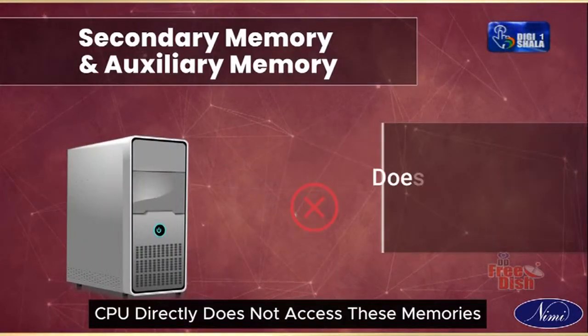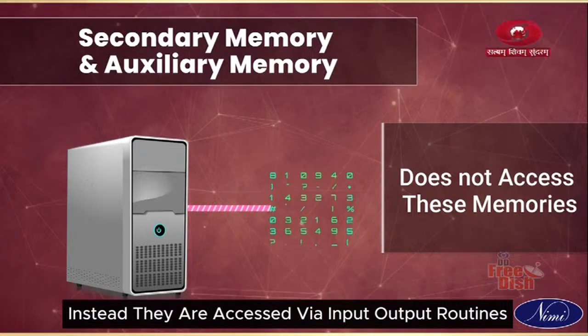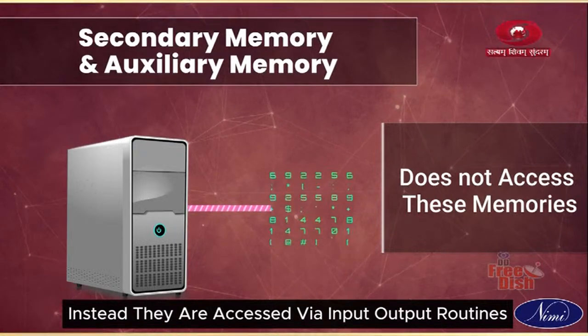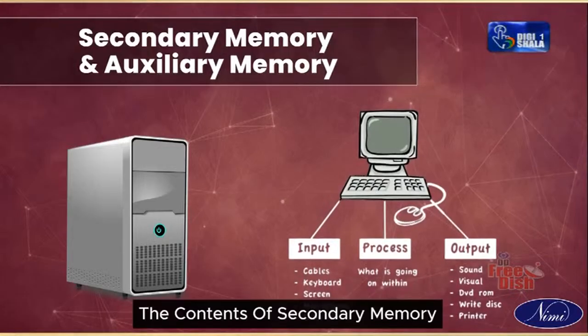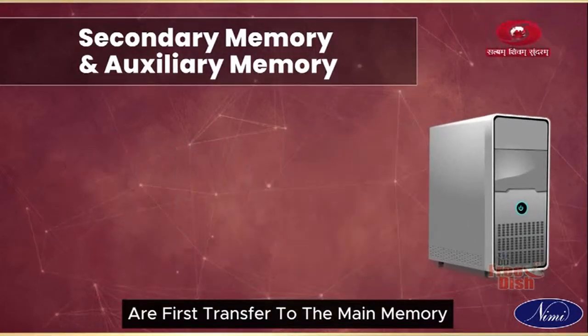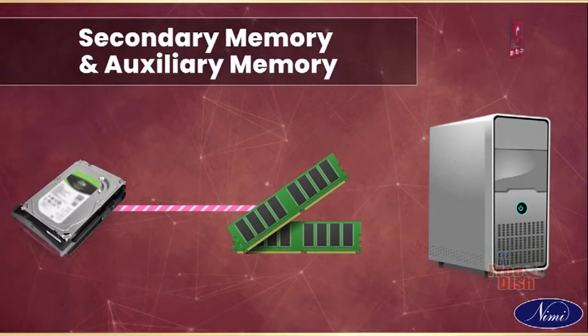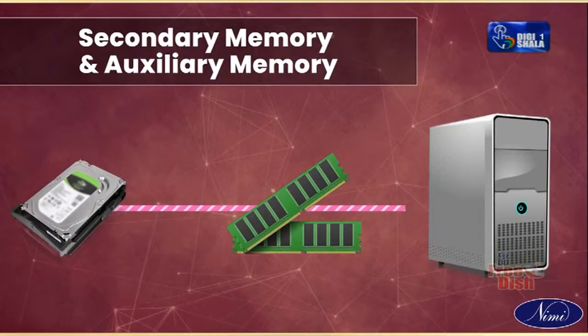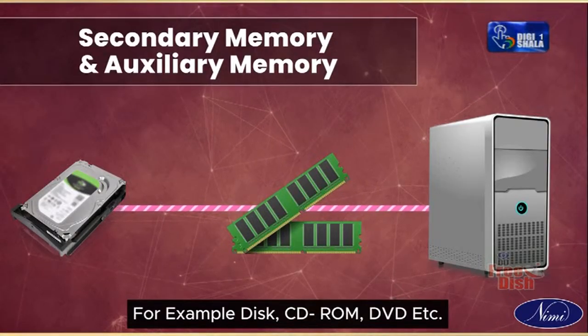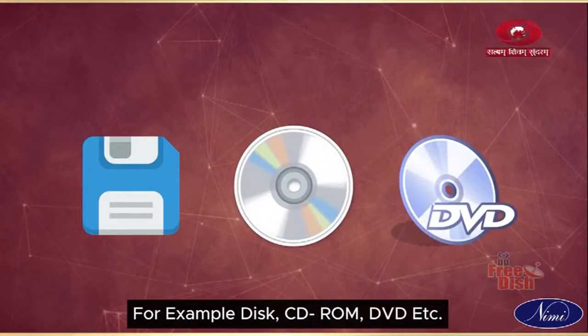CPU does not directly access these memories. Instead, they are accessed via input-output routines. The contents of secondary memory are first transferred to the main memory, and then the CPU can access it. For example, disk, CD-ROM, DVD, etc.